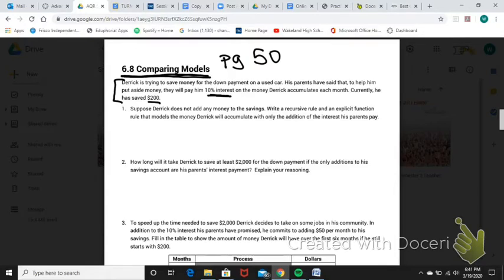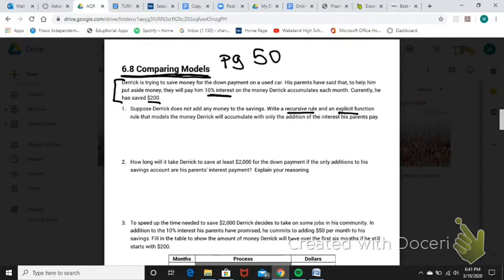His parents are going to come along and put 10% interest, figure out what that is, add that into it, and they're just going to do that each month. Derek himself isn't putting any money in the bank. He just has that $200, and that 10% interest is building off of that. So if we look at number 1, it says that he doesn't add money to his savings. So recursive and the explicit function. We should be familiar with those, especially based off the project that we just did, and wants to know how much he will accumulate with only the addition of the interest from his parents.